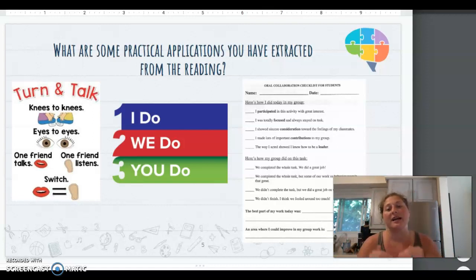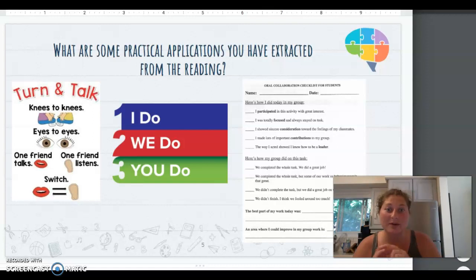Also, I included the graphic, I do, we do, you do. As the teacher, it's my job to show them how to do this. They aren't just going to inherently know how to include people in their group. So it's important that the blue strip, I do, me, you, teachers, we have to model what we want them to do and what we want them to say.